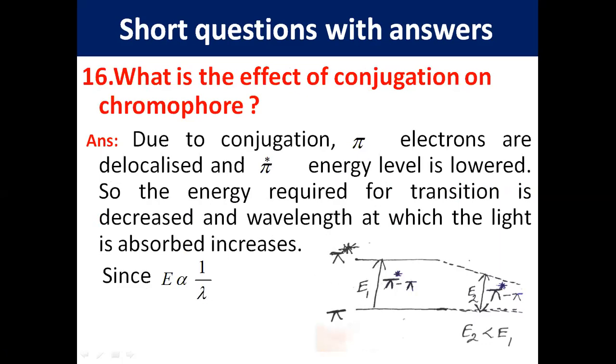Here we can see in this compound, there is a difference between the energy of the pi star molecular orbital and the pi molecular orbital. But when conjugation occurs, the energy of this pi star molecular orbital is decreasing here. So the energy gap, pi star minus pi, E2, is now lesser than E1. Since the energy of transition is decreasing, the compound will now absorb at the increased wavelength.